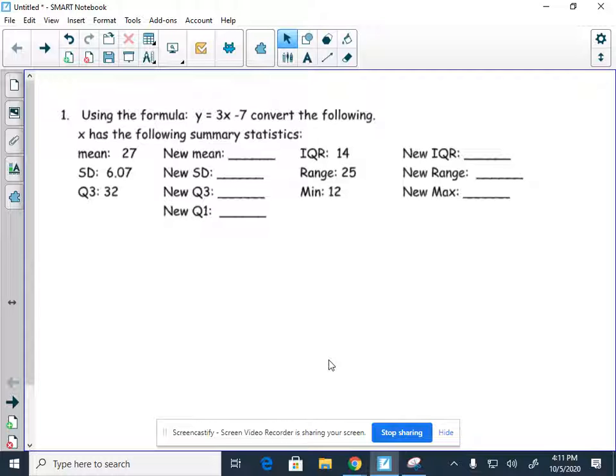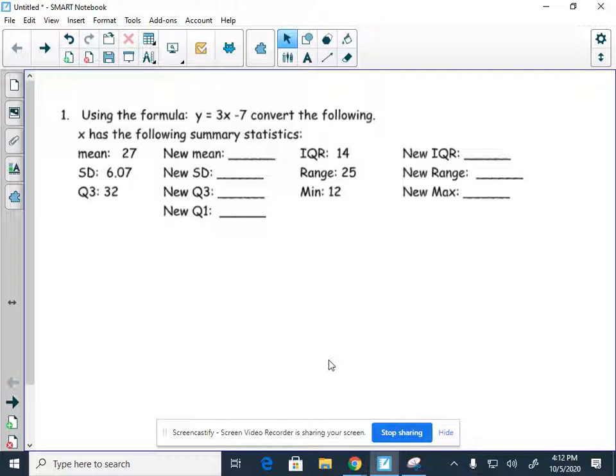We have some different statistics here that we're looking at, and we're going to use this formula to convert the following. So what you have to imagine is we have this whole list of data. It has this mean, this standard deviation, this third quartile, all these different values. And we want to know what would the new mean be if we converted all the numbers by taking 3 times x and then subtracting 7. So let's remember, this is an exercise where shifting doesn't affect measures of spread. Everything else is affected by shifting and rescaling.